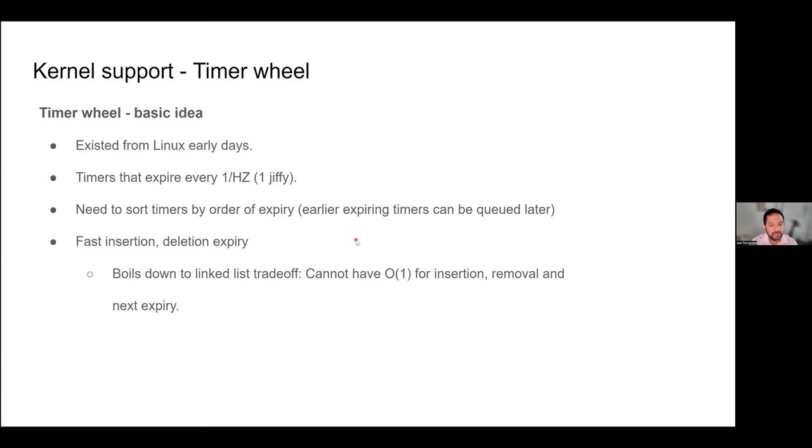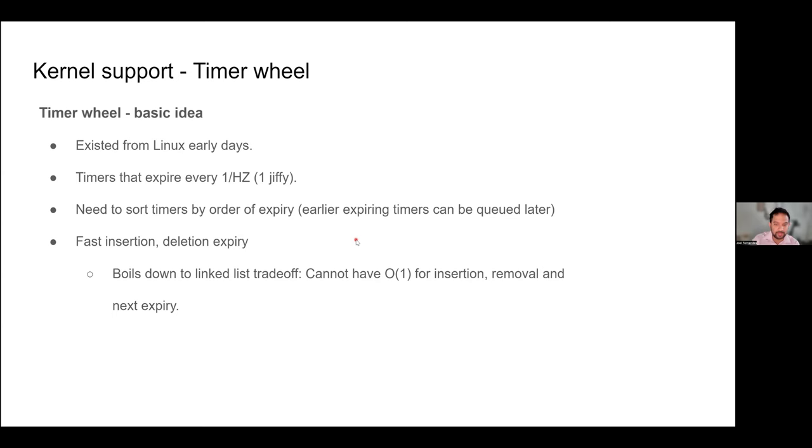Now, say you were to use a linked list to keep all the timers together. Can you have O(1) insertion, removal, and expiry with a sorted linked list? The answer is no. You cannot do that with a linked list. If you insert in O(1), that is, you put it at the end of the list, then the list is not going to be sorted. So if you want to know the earliest timer, now you have to go through the whole list. That's going to be slow, right?